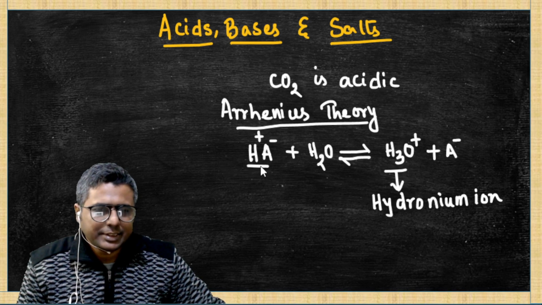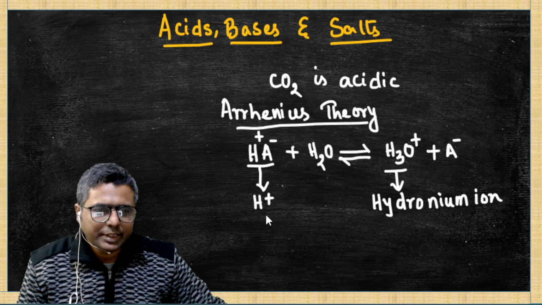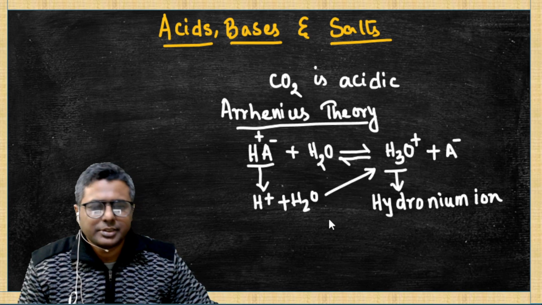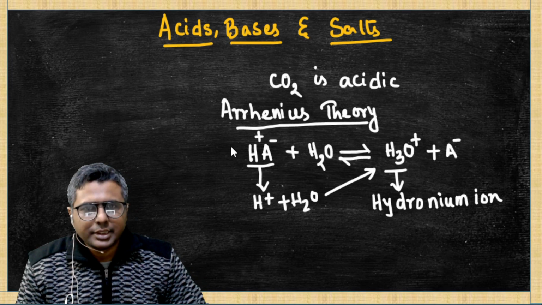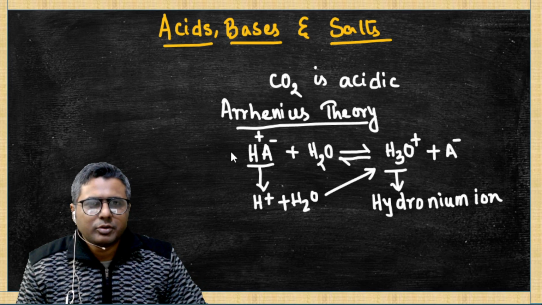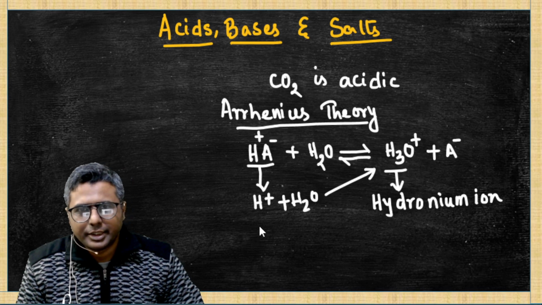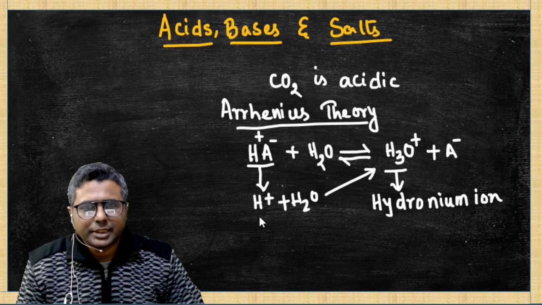So basically this acid gave away H plus ion, and this H plus ion combined with water, that is this one, and gave you this H3O plus. So whenever you put any acid in water, it is going to combine with H2O to give you H3O plus, that is hydronium ion, that is as per Arrhenius theory, and this kind of substances will be termed as acids.